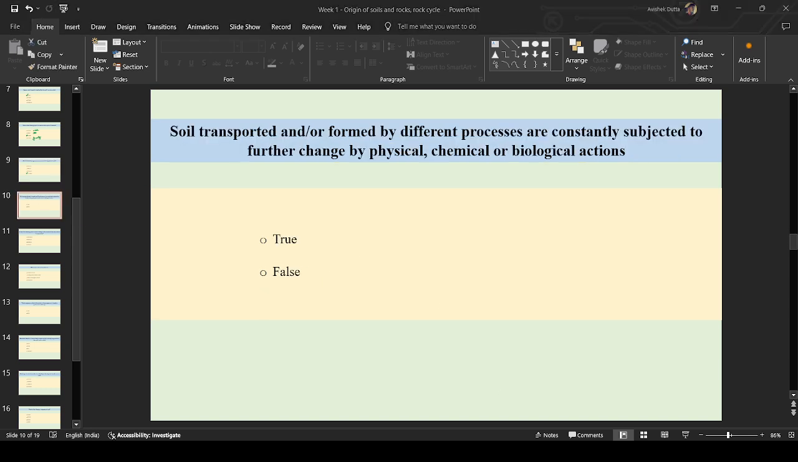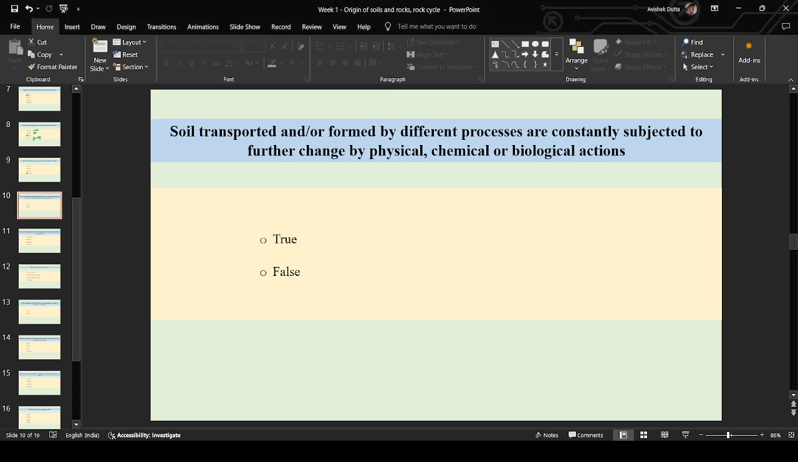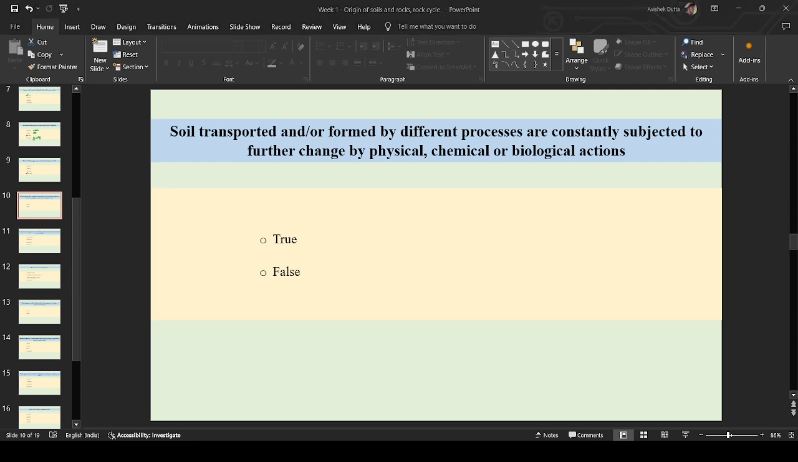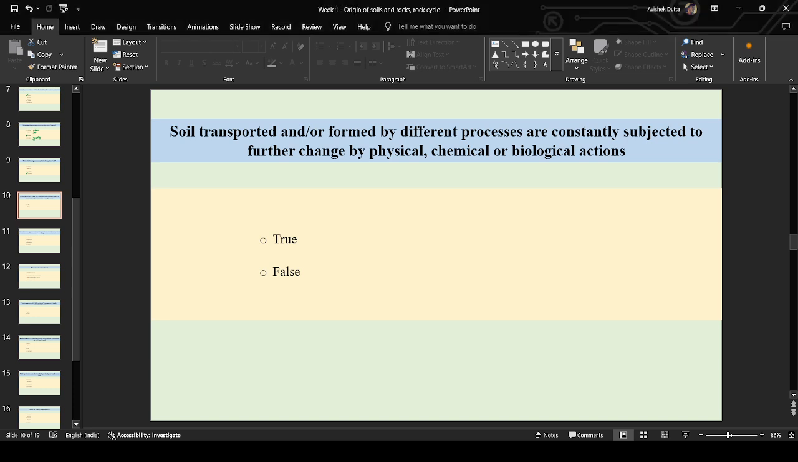Soil transported and formed by different processes are constantly subjected to further change by physical, chemical, and biological actions. Is it true or false? False, sir. Why is it false? Because there are no further changes that will happen to the rock. Let us take marble. It is the sedimented rock. If there is no further change to that rock.